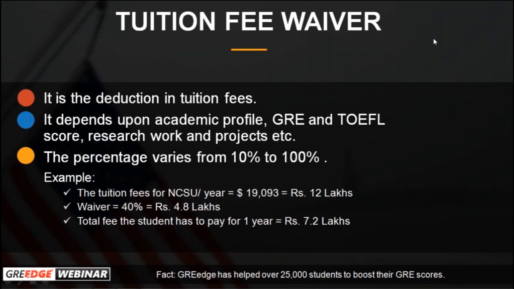All right. For example, the tuition fee for NCSU is $19,000, which is 12 lakhs, and a waiver of 40% would mean you'll be able to save 4.8 lakhs. You'll be able to save almost one third of your investment, which is a huge, huge thing for most of you guys. All you need for a good tuition fee waiver is a very high GRE score and a very good profile, which includes your SOP, your LOR, and most important, your CGPA as well.